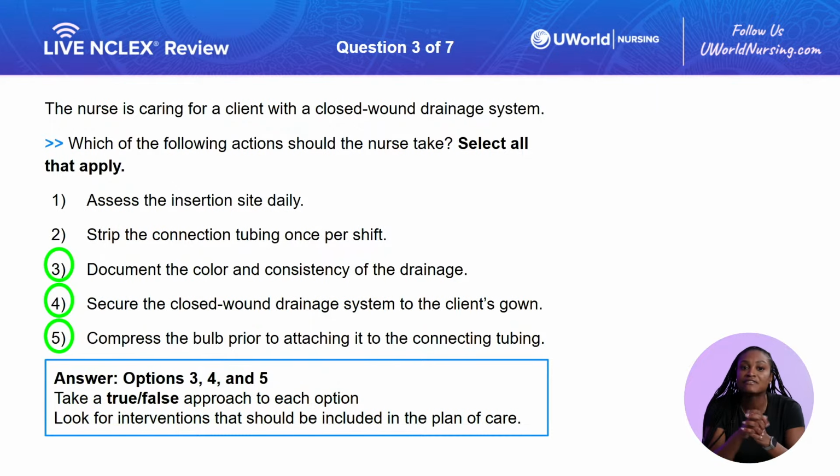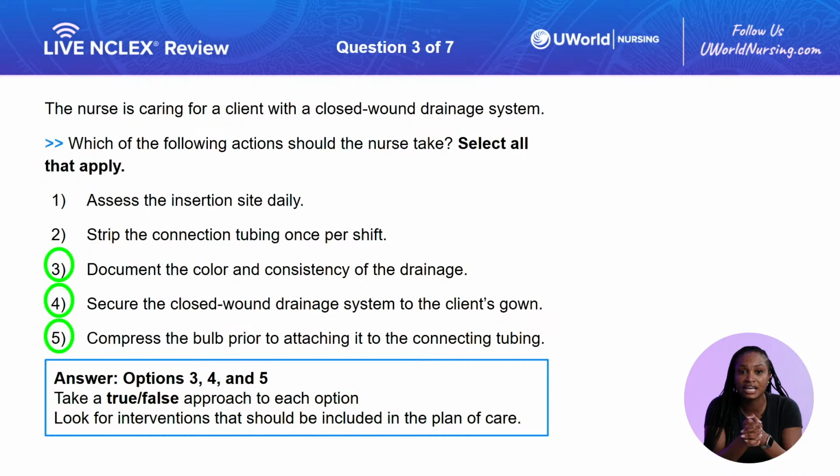And then option 5, compressing the bulb prior to attaching it to the connection tubing. This is again a correct intervention to do, because that suction that is going to be in that bulb is what's drawing out that fluid or air from the insertion site. So compressing it prior to attaching it is a correct way to attach the connecting tubing.